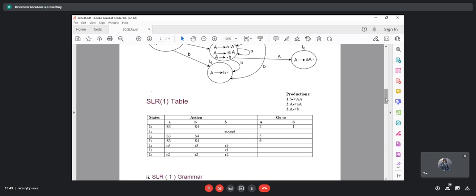If you have doubt, just tell me. And there's one more example. You can just go through it. If you have doubt, we can discuss again.